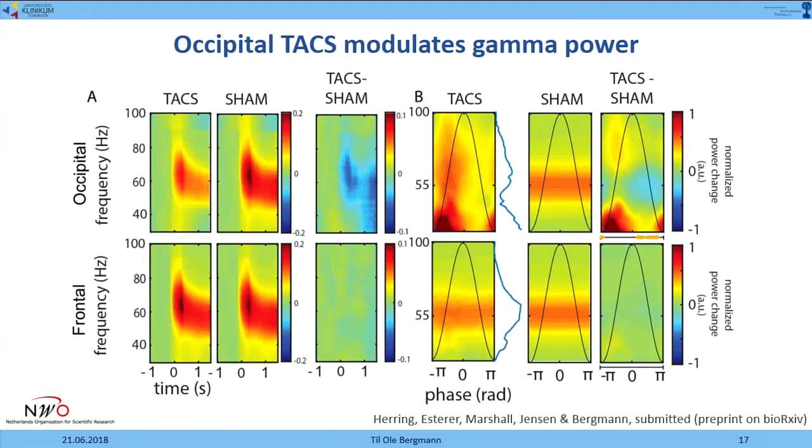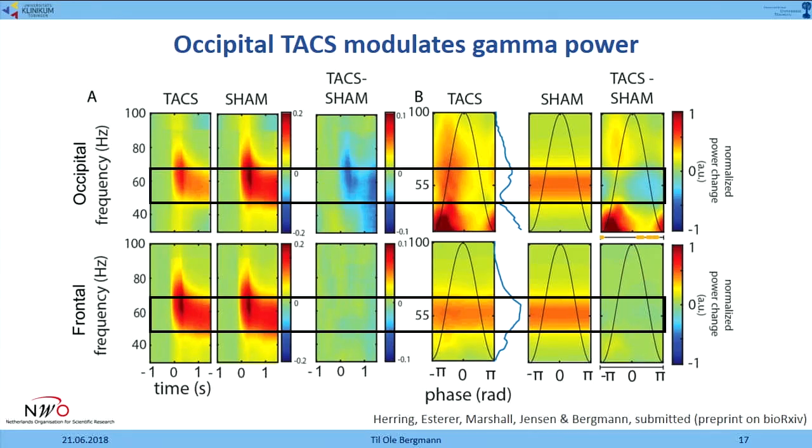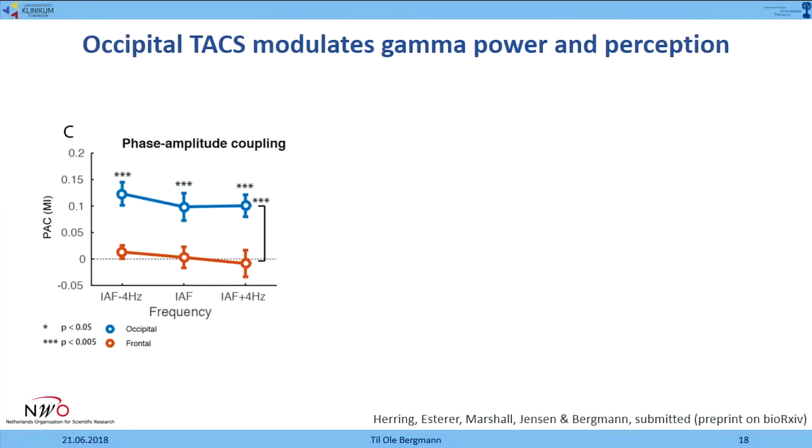So if you look at the distribution of power throughout the TSES cycle, we see that at the frequency band where the visual induced gamma response happens, we see a phasic modulation, and it seems to be a phasic suppression. So we also quantified that, and we see indeed a stronger phase amplitude coupling for the occipital compared to the frontal montage, and also compared to surrogate data. But it didn't differ across frequencies.